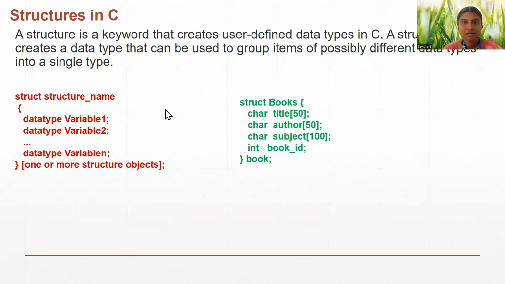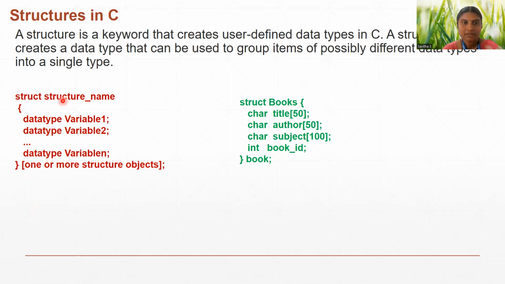Today, I am going to give lecture notes on structures using C. Structure is a keyword. Structure is a kind of user-defined data type. We can have a number of different data types under a single structure, and we can call them with the help of the structure name or structure object. So, this is the syntax to create a structure.